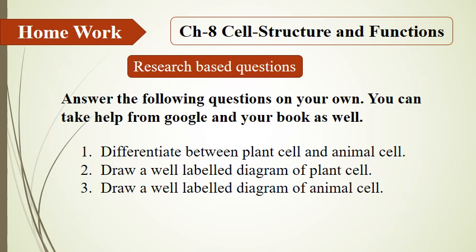Now, the chapter is over, and now I am giving you research based questions. You can take help from Google and your book. You have to draw a well-labeled diagram of a plant cell and an animal cell in your notebook. You have to differentiate plant cell and animal cell. You have to write 5 to 7 points related to their difference in your notebook.